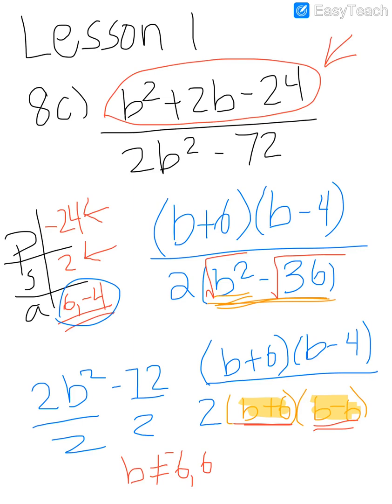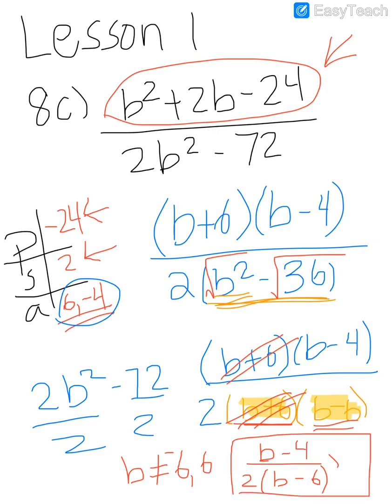Now you could cancel, and b plus 6 and b plus 6 will cancel. It has to be an entire factor that cancels with another factor, okay? And what I'm left with is b minus 4 in the numerator, and then I have 2 and b minus 6 in the denominator. And then I would say comma and write down b cannot be equal to plus or minus 6, and that would be your full solution.